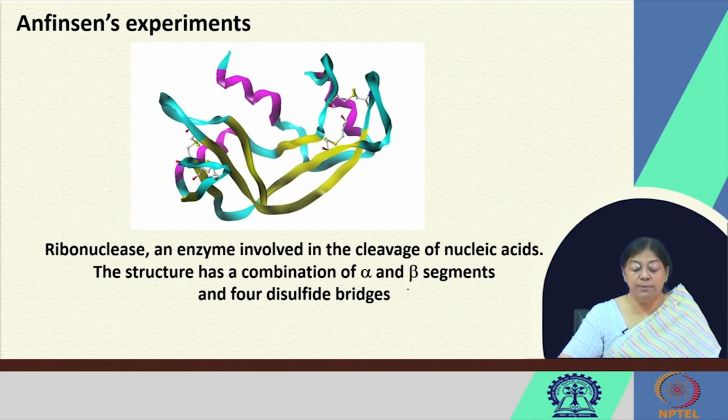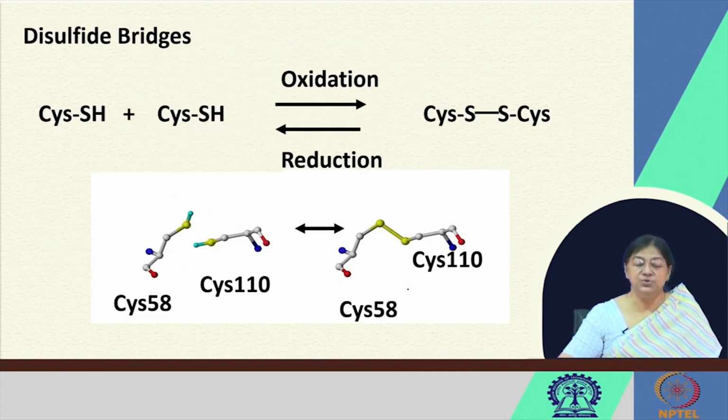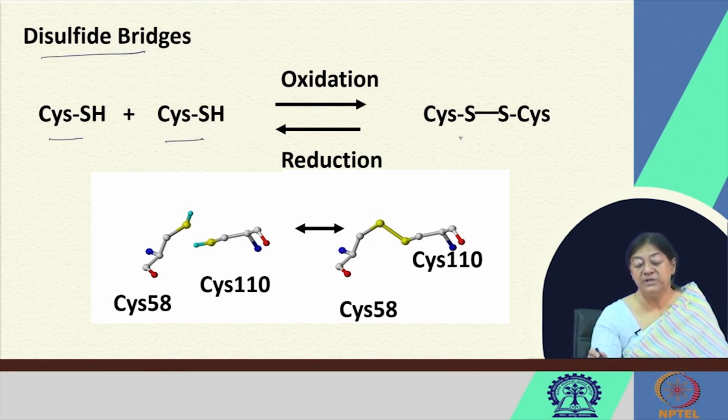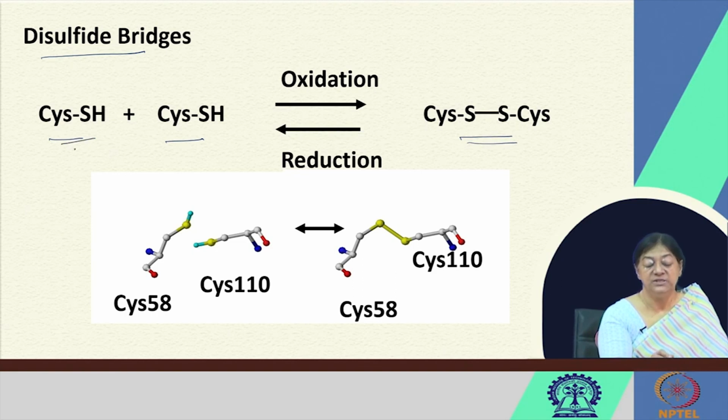The structure has a combination of alpha and beta segments and 4 disulfide bridges. The experiment is such, if we remember what disulfide bridges were, there were 2 cysteine residues forming a cysteine S-S linkage through an oxidation process, and we know that we can get back the 2 cysteine residues by a reduction process. So, in this particular protein ribonuclease, there are 4 such disulfide bonds.